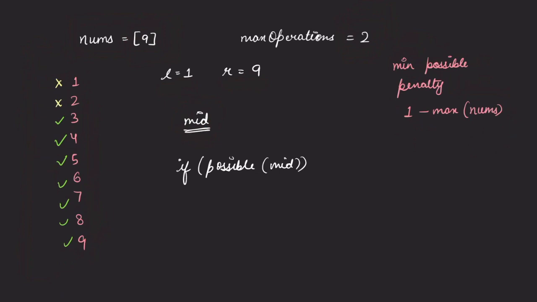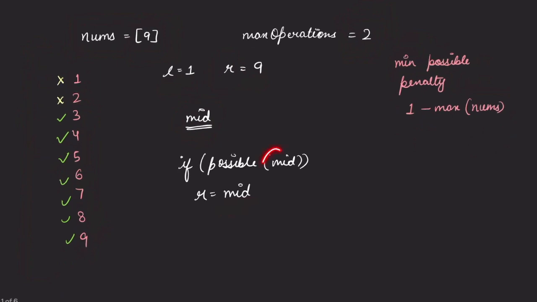So see, let's suppose my mid was 6, and for this it is possible to split the bags. I would go to the smaller number because I want to minimize my penalty. So I want to move towards the smaller range, and the smaller range is towards the left. That means I will shift my right, so my right will become mid. Now why are we not doing mid minus 1 here? Because for this mid it is possible to split the bags, so I want this mid to be in my next range. I do not want to exclude it because it is one of the possible penalties.